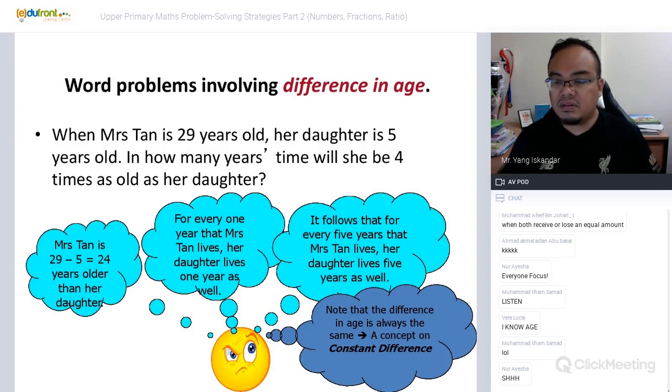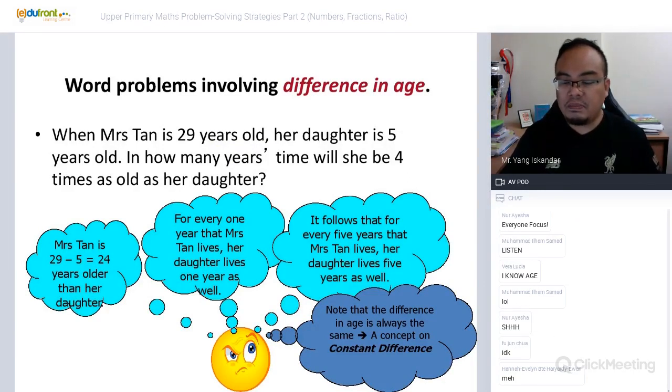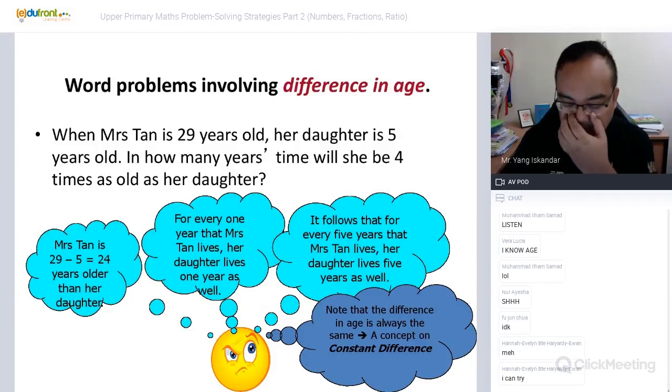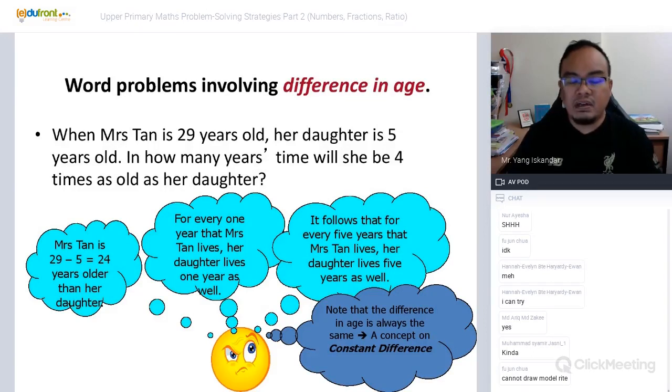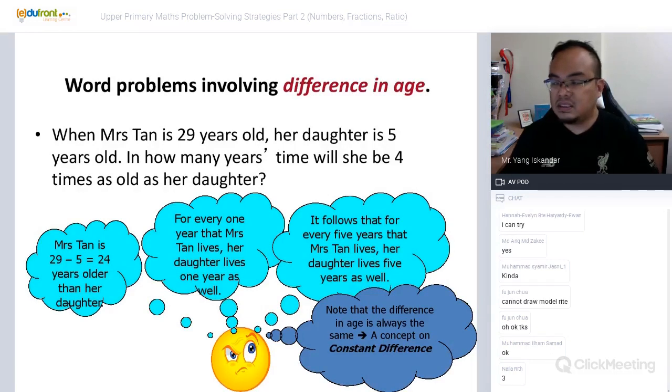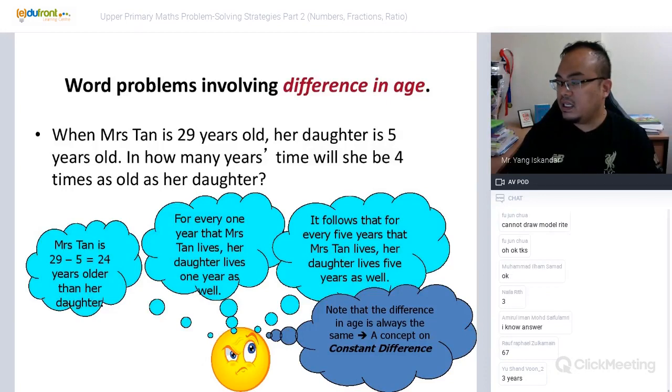Now, can anybody solve this question? I give you 2 minutes to solve this. You all have your paper, right? Try and solve this with any method you have learned. I give you 2 minutes. You can draw a model, no problem. Any method. Later on I'll teach you several methods. Can you get the answer?